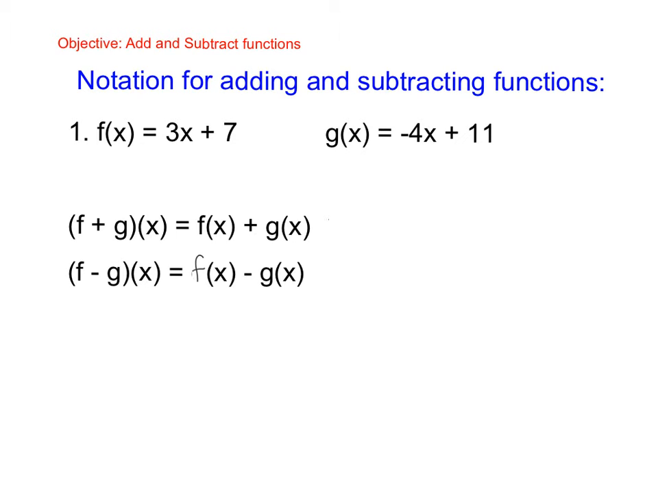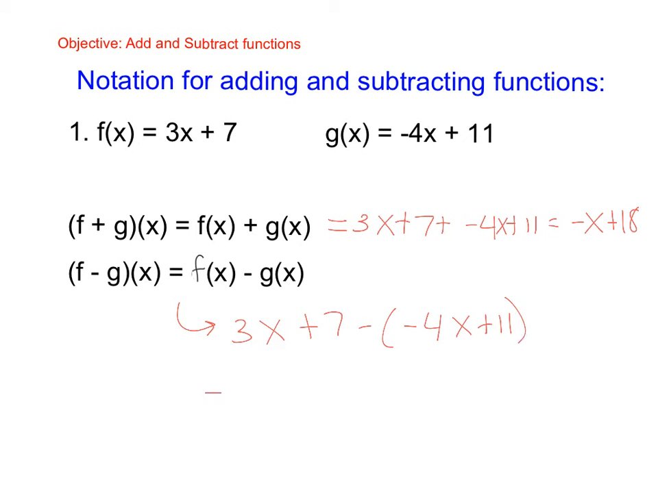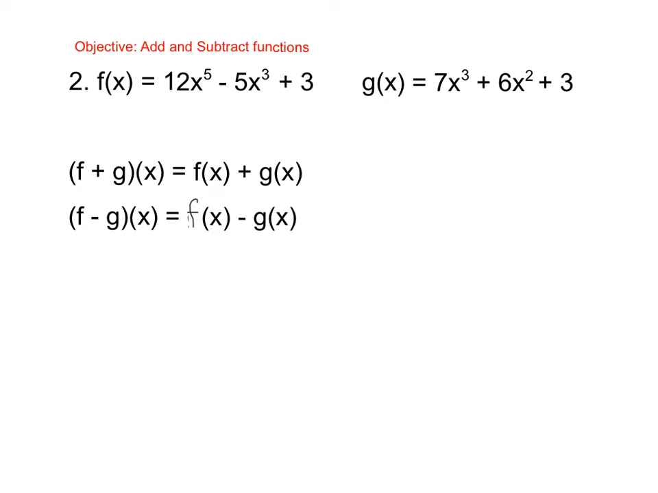So we're just going to add the two functions. So I have 3x plus 7 plus negative 4x plus 11 is negative x plus 18. Done. And then for this bottom one, 3x plus 7 minus (negative 4x plus 11), which gives me 7x minus 4. So it's just really understanding, when you see this, what does that mean? It just means I'm subtracting my two functions. F has to go first, g has to go second.